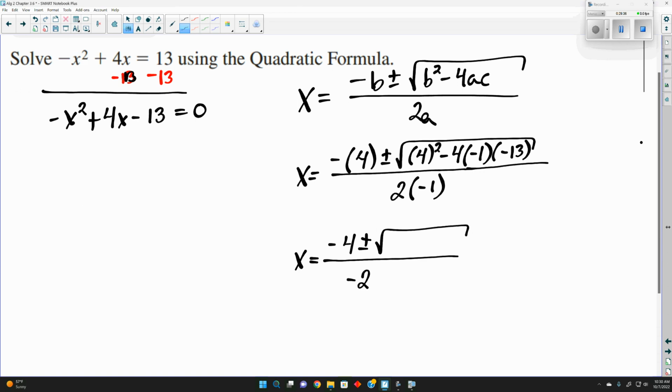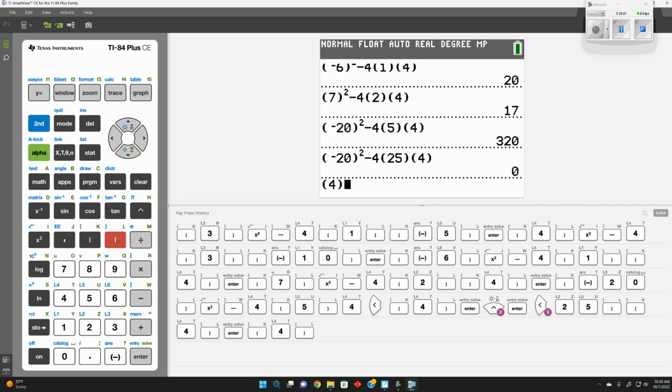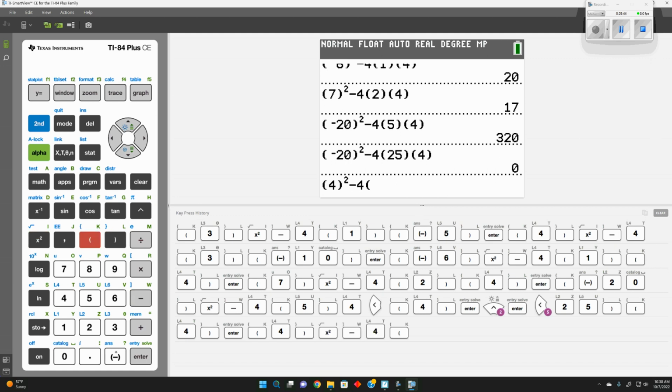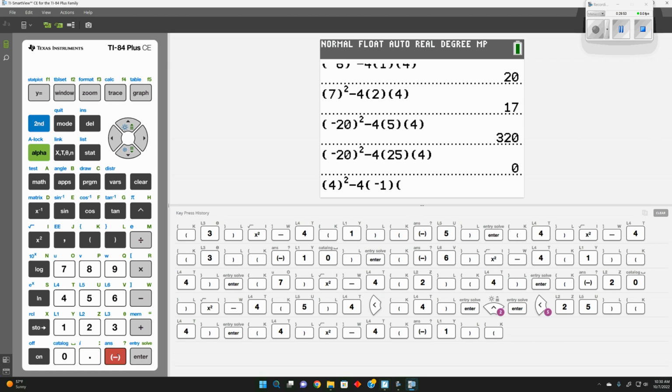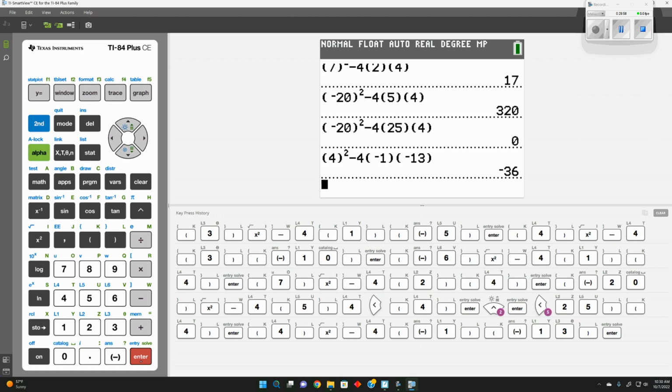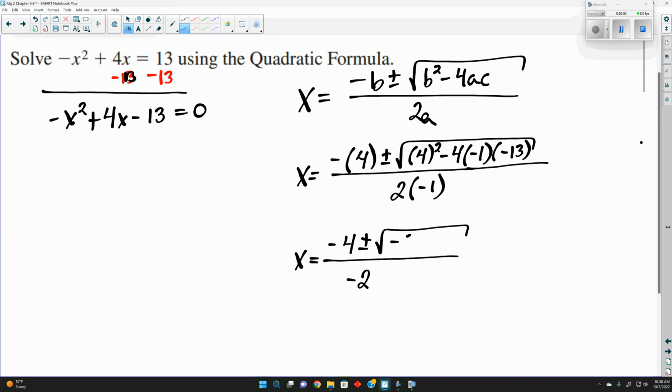And again, at this point here, we need to simplify what's inside the radical. So it's going to be our 4 squared minus 4 times negative 1 times 13. No. Negative 13. And we can type this all in and hit enter. And in this case, we get negative 36. And this is part of the reason I don't type the whole thing into the yellow calculators, the 30xs, because it would give us an error, because the yellow calculators cannot take the square root of a negative number.